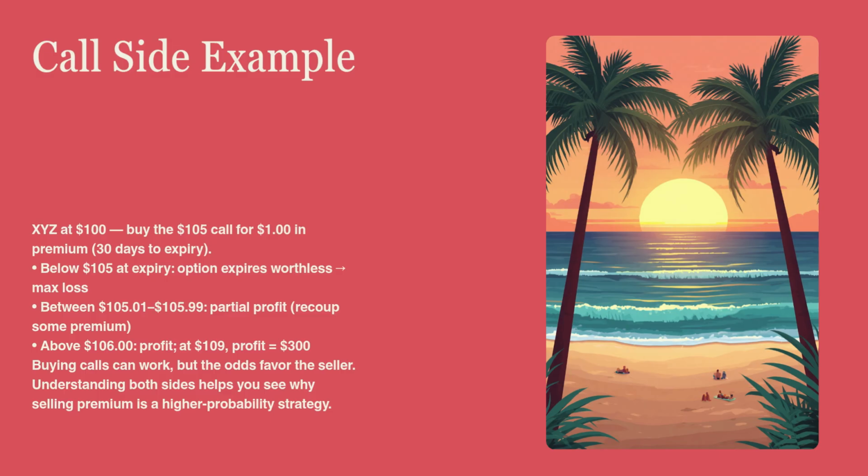Above 106, now you're getting into the profit zone. Anything above 106 at expiration means that you made money. So let's say the stock was at 109 at expiration. You would have $400 coming to you. You spent $100 upfront, so you would have $300 net profit.